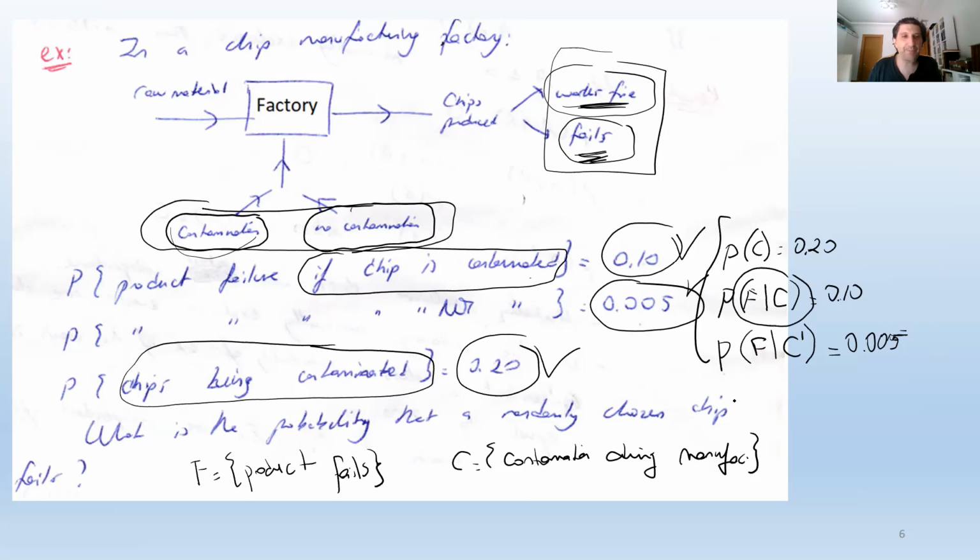Now still there is something missing. I haven't mapped the question asked to mathematical terms. It says a randomly chosen chip fails. This means all these chips are collected here, and you randomly choose without knowing whether they were contaminated or not contaminated previously during manufacturing. You just randomly choose one and you see whether it's going to fail or not. So the question is actually this one.